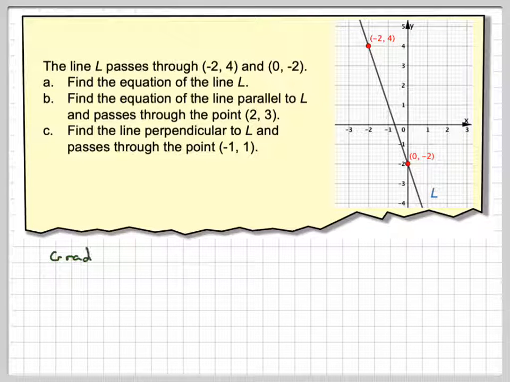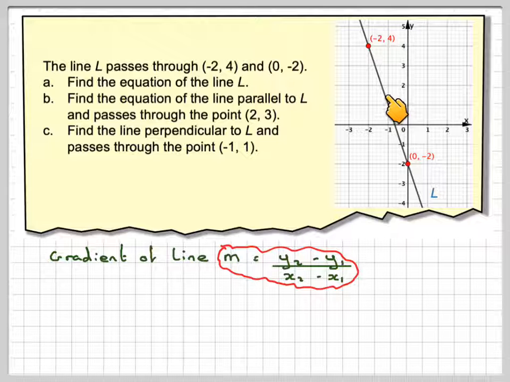Now we could get the gradient just by looking at the graph. For every one along we go 3 down, which is a gradient of -3. Or we could use this formula, y2 minus y1 over x2 minus x1. So if we use that, we'll call this one x1, y1, and we'll call this one x2, y2.